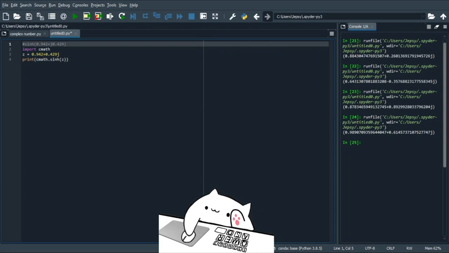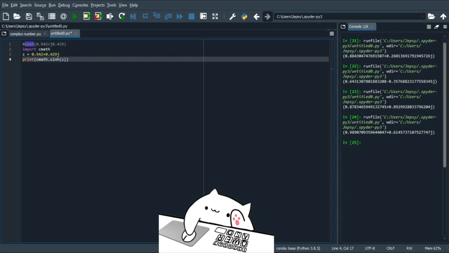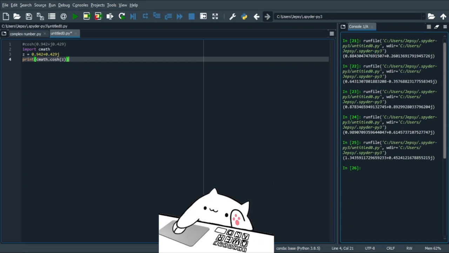Next, we're going to have the cosh, and again, the same, we just change this into cosh, then the answer here is 1.34 plus 0.45j.